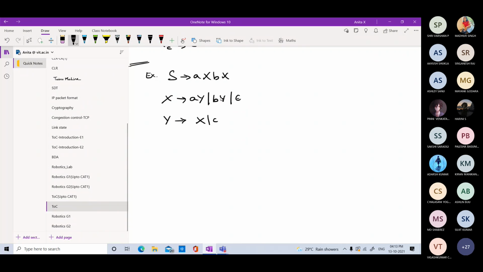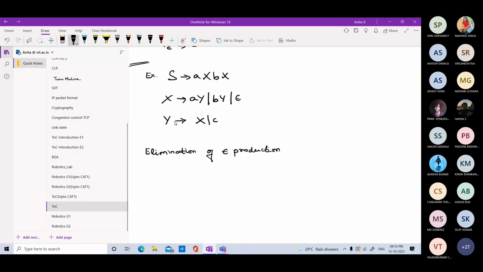So what is the first step? The first step is simplification. In simplification, we have to deal with epsilon production, unit production, and useless symbol elimination. What is the safe order for elimination? So, simplification: elimination of epsilon production.